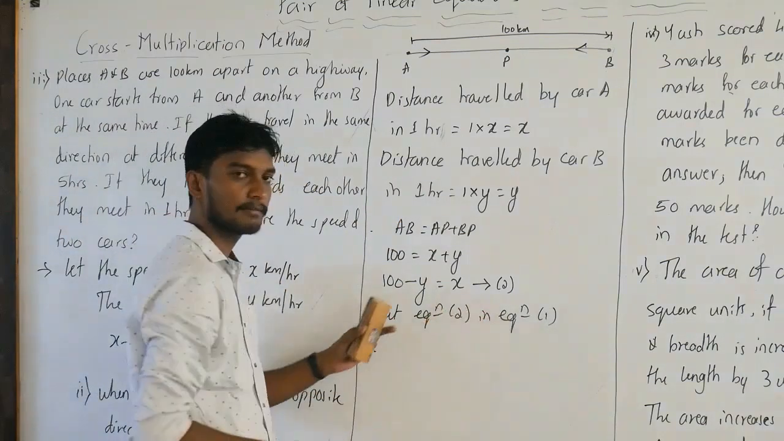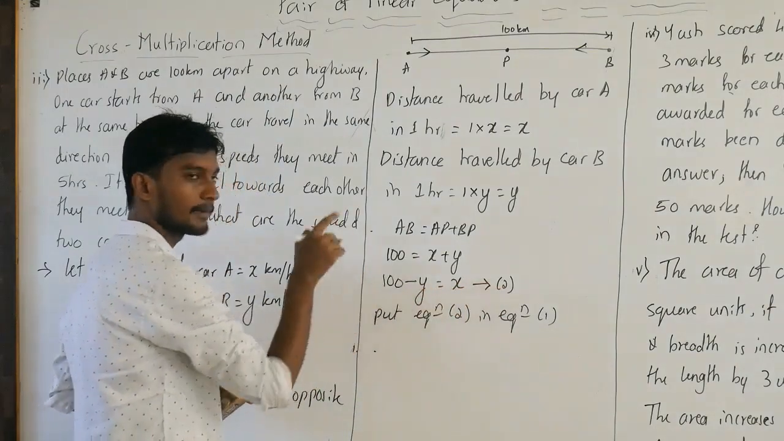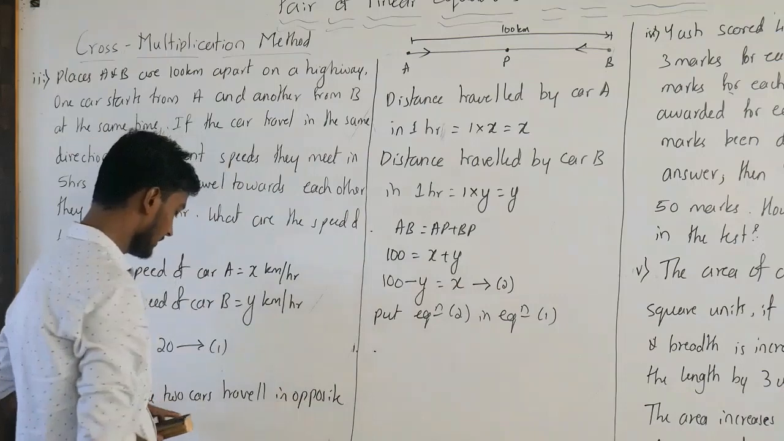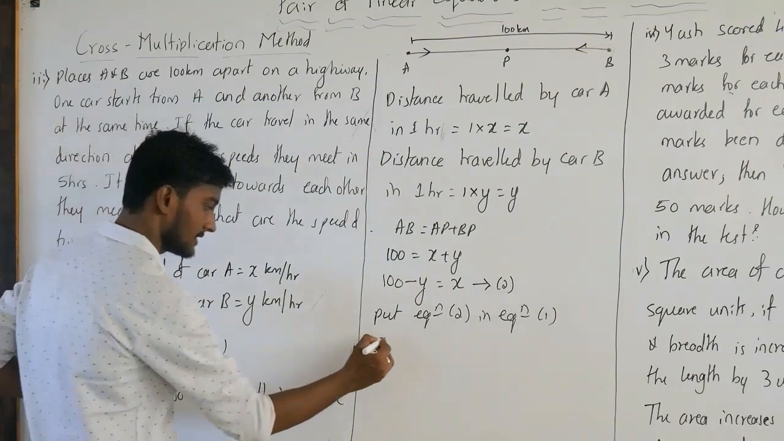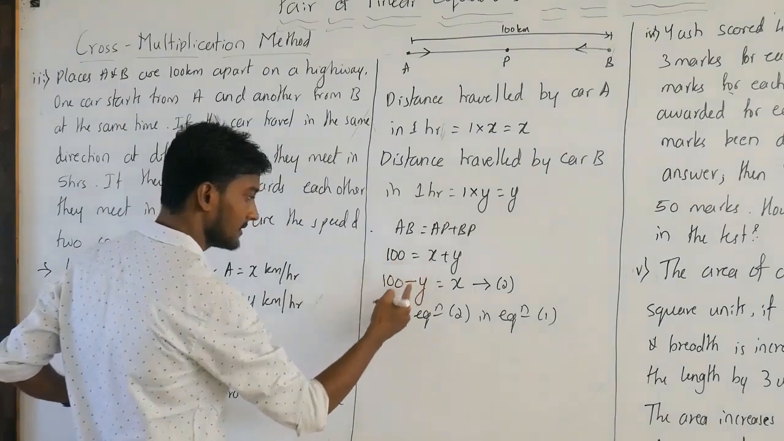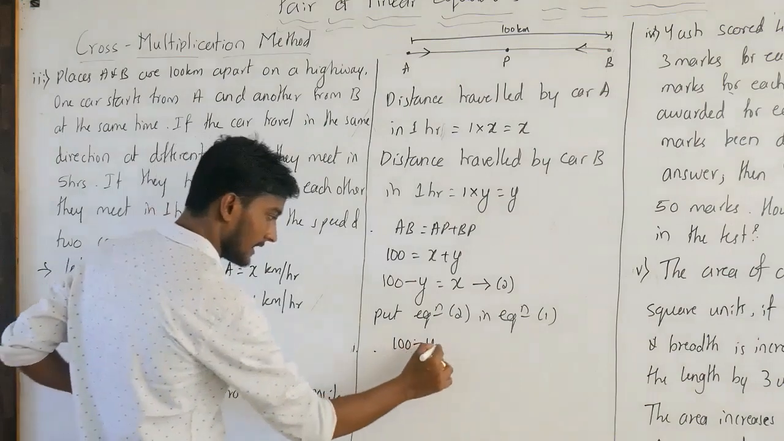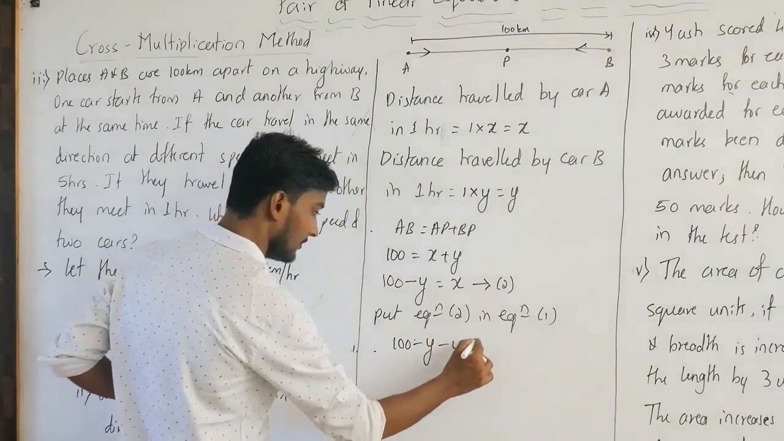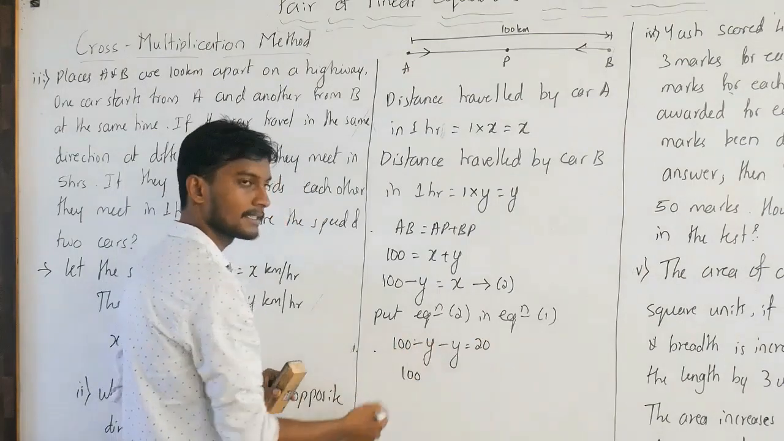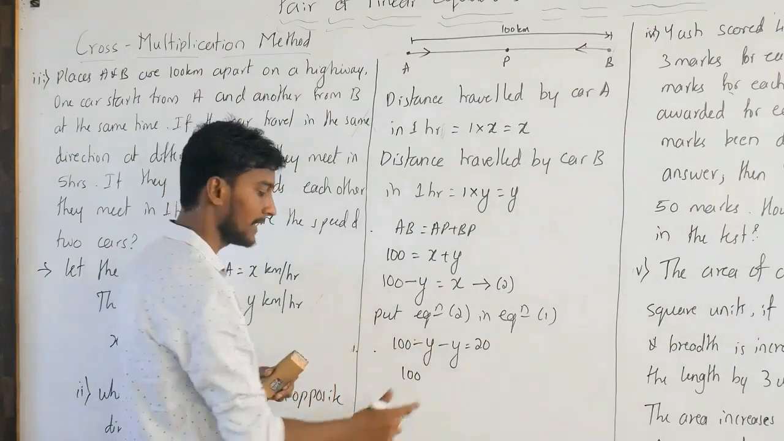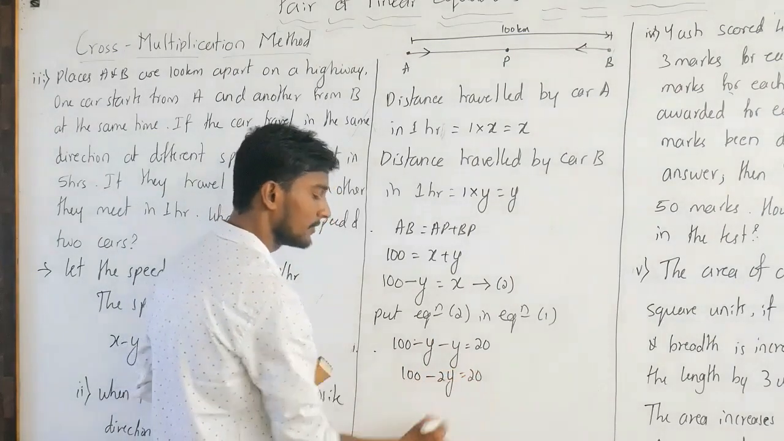If you substitute equation 2 in equation 1, in equation 2 what we are having? x is equal to 100 minus y. This x value in equation number 1 you have to substitute, 100 minus y. So in equation number 1 we are having x, which means 100 minus y, and again minus y is equal to 20. So 100 minus y minus y: both are minus, you have to add and put the minus sign. Minus 2y is equal to 20.